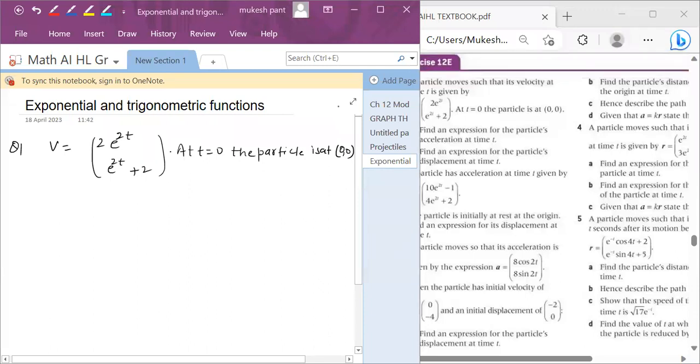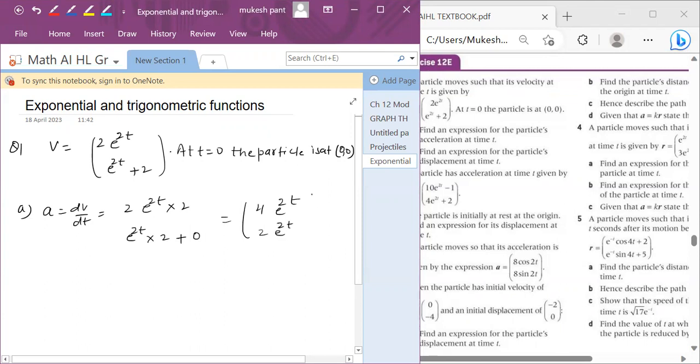So this is the velocity. We have to find the acceleration. So acceleration a equals dv over dt. Differentiate this one first. This is 2 times, and the derivative of 2t is 2, so the power 2t times 2, and the derivative of this 2 is 0 because it is a constant. So it will be 4e to the power 2t, and here 2 times e raised to power 2t. So this is the acceleration, right?